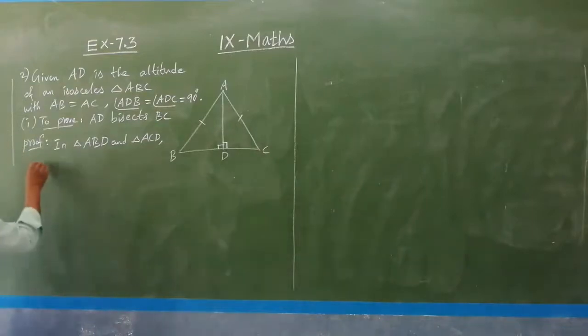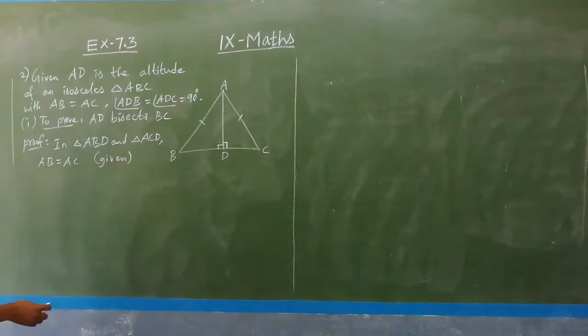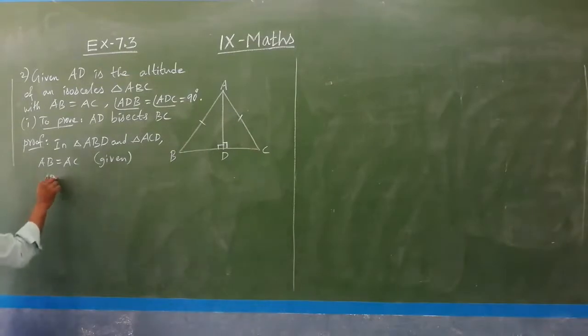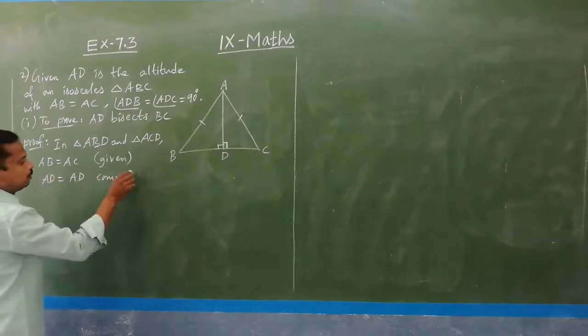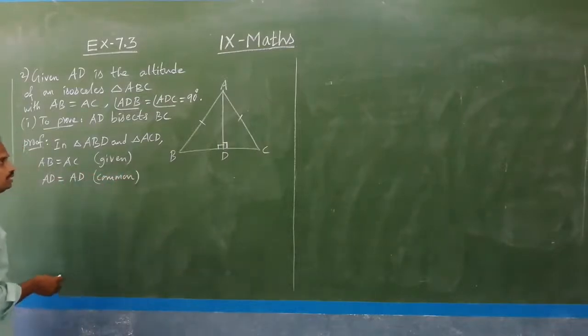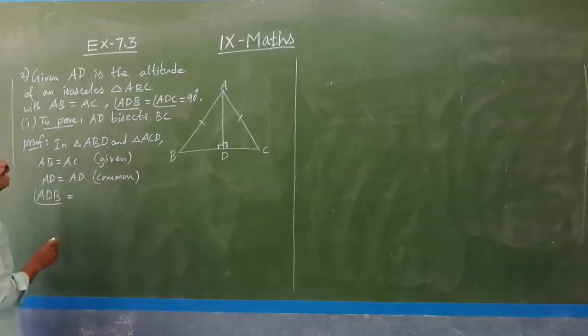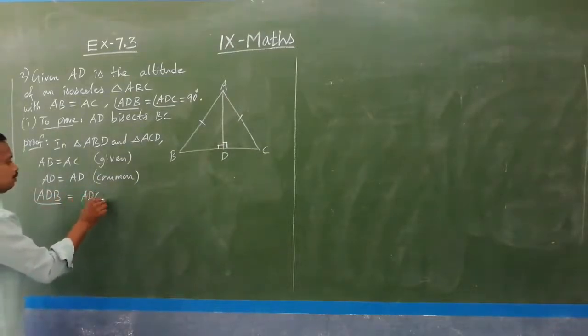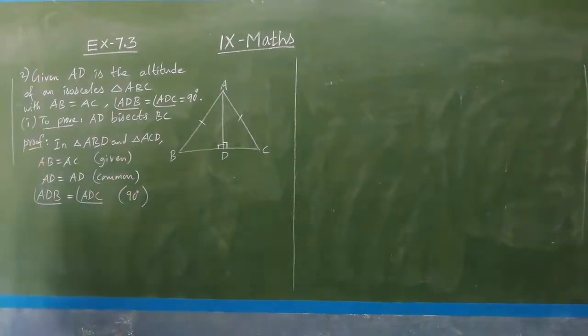So for that we have AB equal to AC, that is given, and then AD is common, AD equal to AD, common side, and then angle ADB is equal to angle ADC, because 90 degrees, that is also given, you know.